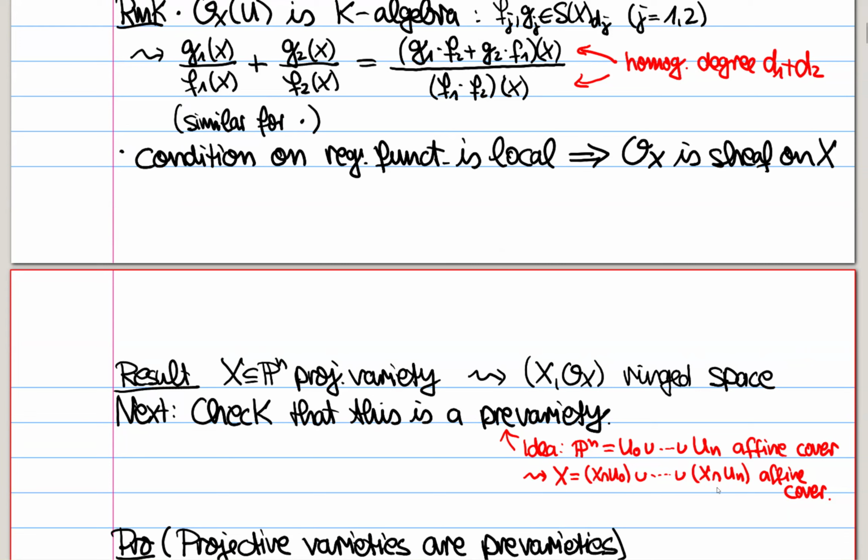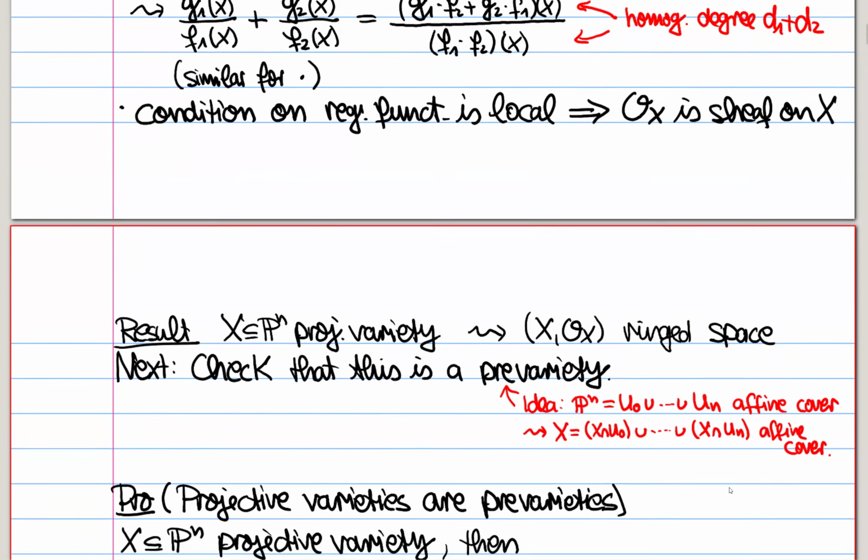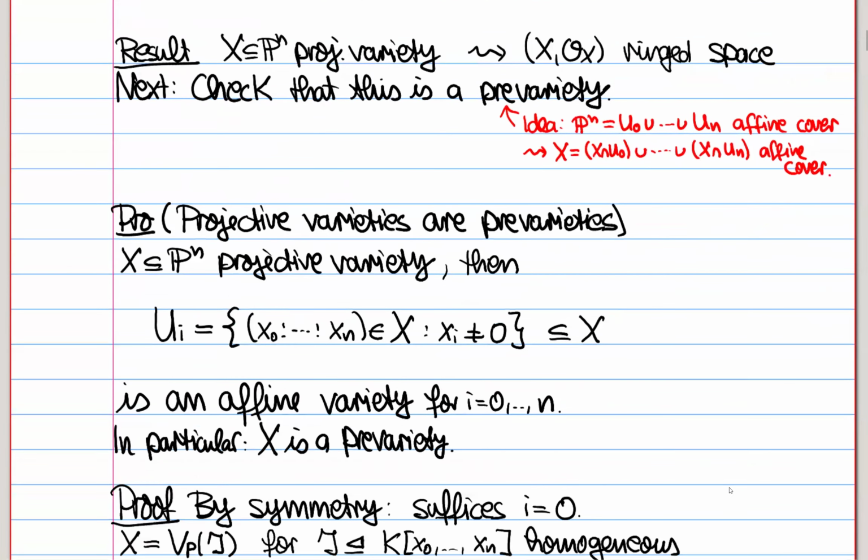And then you hope that if you just intersect with these affine pieces, you will probably get some closed subsets of these affine varieties. And then these should have the structure of the affine varieties that you're used to. And this is basically the content of this next proposition.